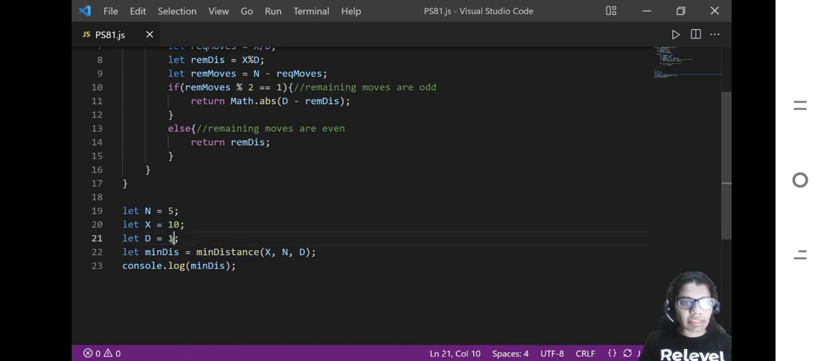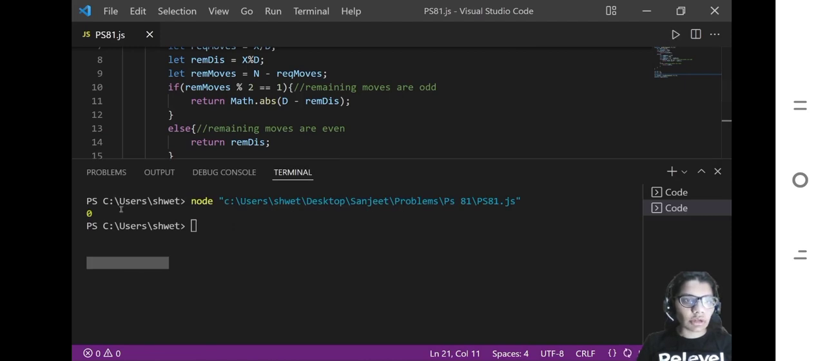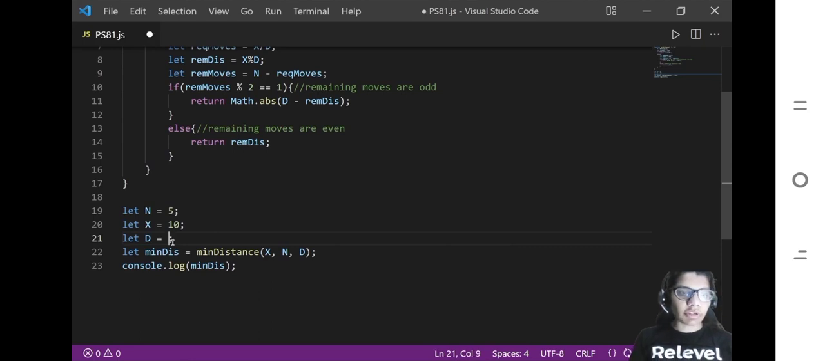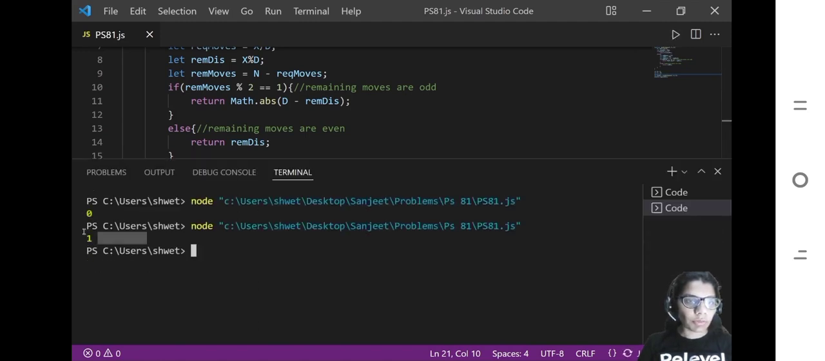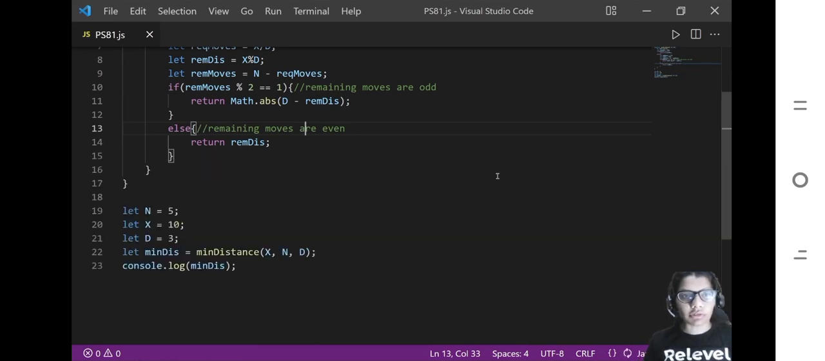Let's say if we will take steps of distance 2. Then the remaining distance should be 0 because 5 into 2 is 10. So we would be able to cover the distance 10. Let's run it. So now you can see the distance is 0. It's working fine. Now what if your distance is 3? So 3 is not a factor of 10. In that particular case, answer should be different. So here you can see the answer is 1, right? As we have seen, it is working fine.